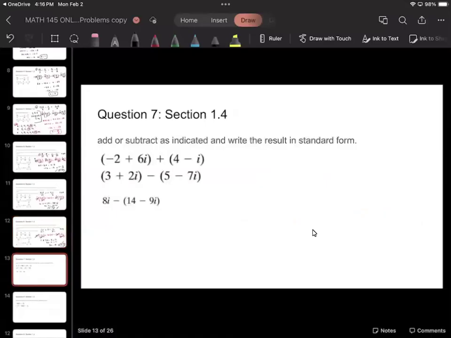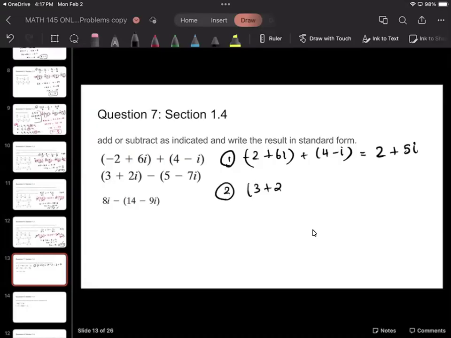All right, so now we are supposed to add and subtract complex numbers. So let's do the first one here. So you are going to just add and subtract as though you are adding and subtracting polynomials, right? This is like two binomials. So negative 2 plus 4 is positive 2. 6i minus i is 5i, and that's your answer.